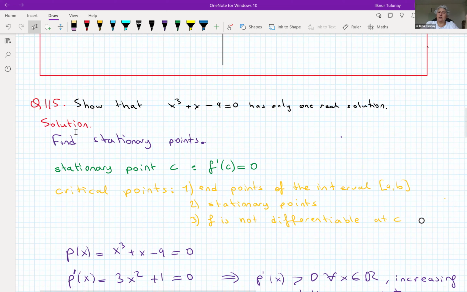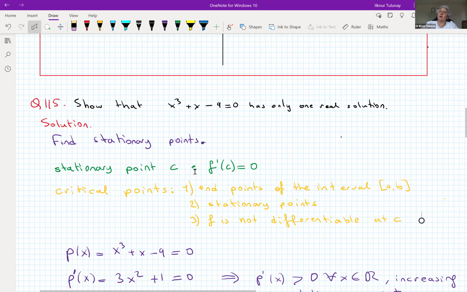For this, we need to find out the stationary points. What are the stationary points? Stationary points are where the function's derivative is 0. You don't need this for this question, but I would like to remind you what the critical points are. And sometimes we use the stationary points.